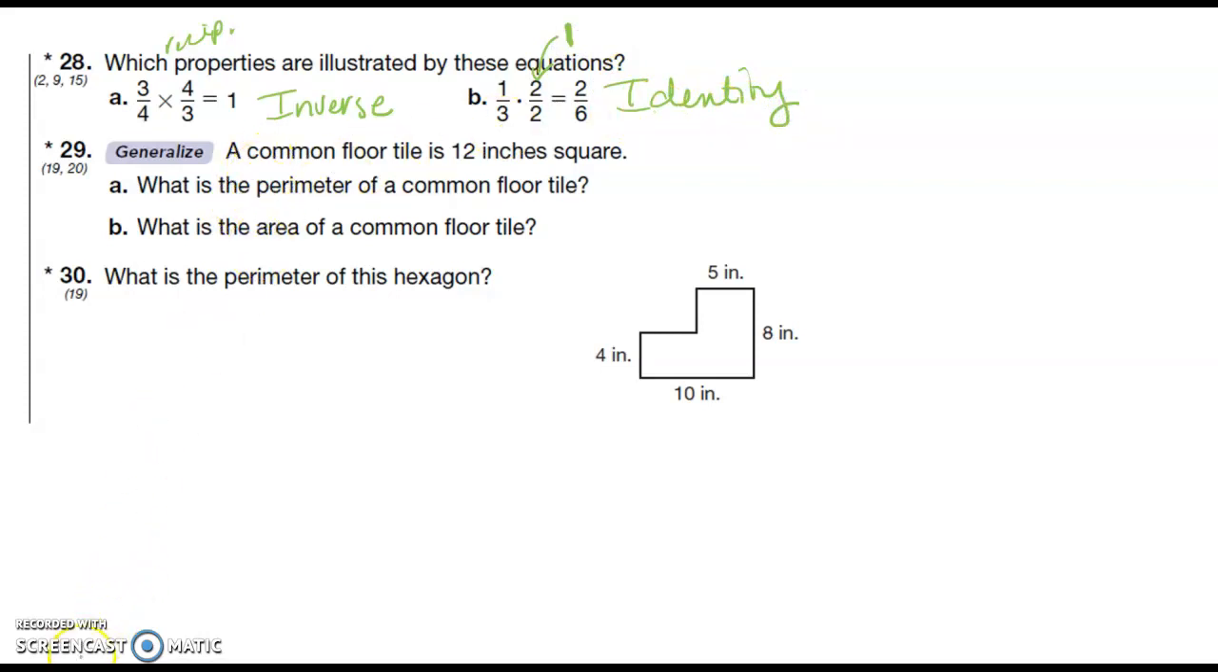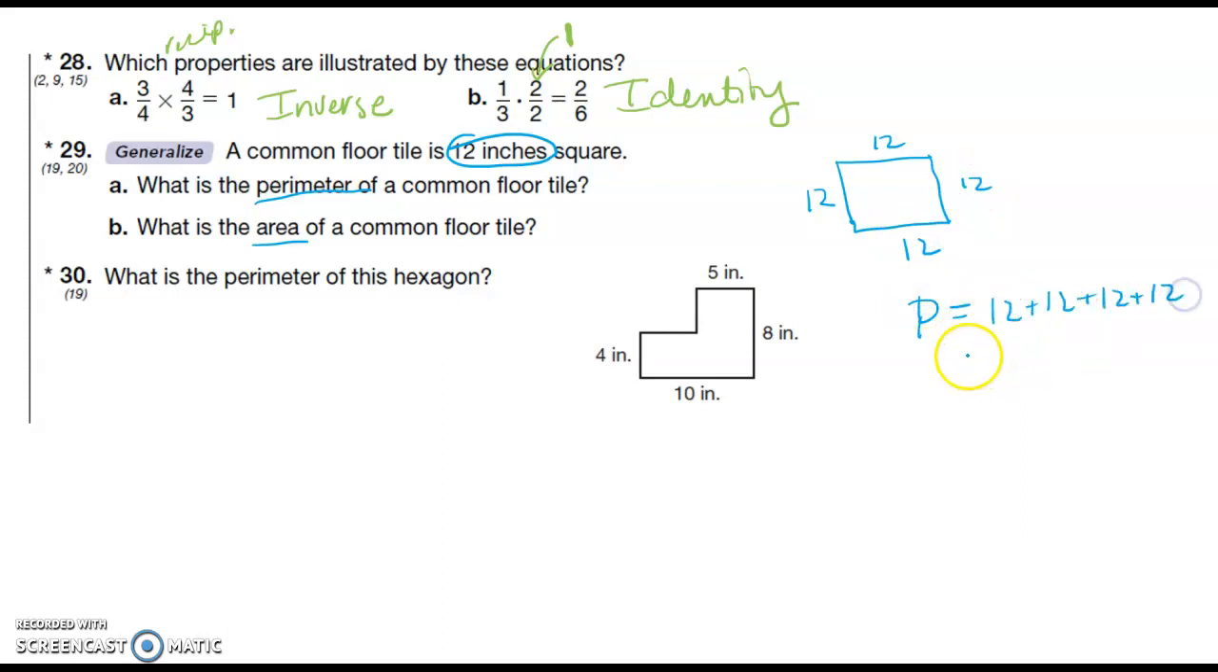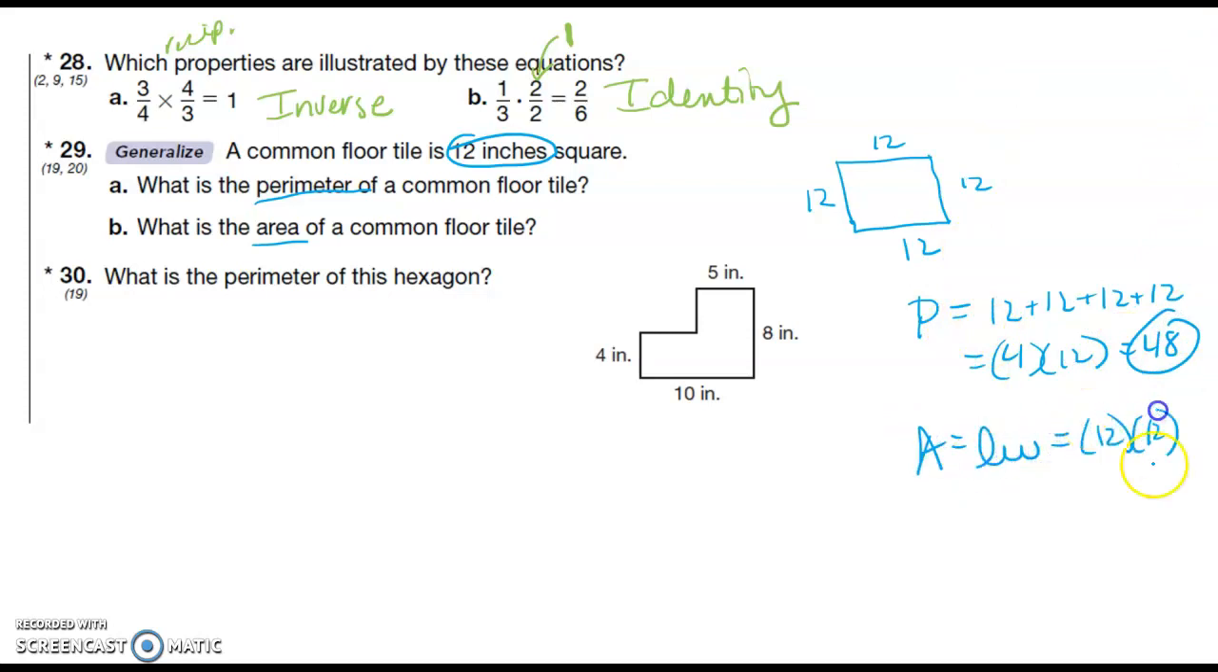29. Let me change colors. A common floor tile is 12 inches squared. What is the perimeter and what is the area? So this is 12 by 12 by 12 by 12. Perimeter is around the outside, so 12 plus 12 plus 12 plus 12, or 4 times 12, same thing, which is 48. And then the area is what's on the inside, so that's length times width, which is 12 times 12, which is 144. And are these inches? Yep, inches squared, and this should be inches.